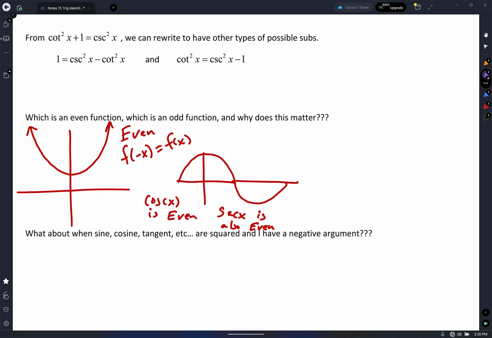I'm just going to draw a grid. An odd function, a true odd function, because there's odd properties, right? But a true odd function will go through the origin. So an odd function is symmetric about the origin.